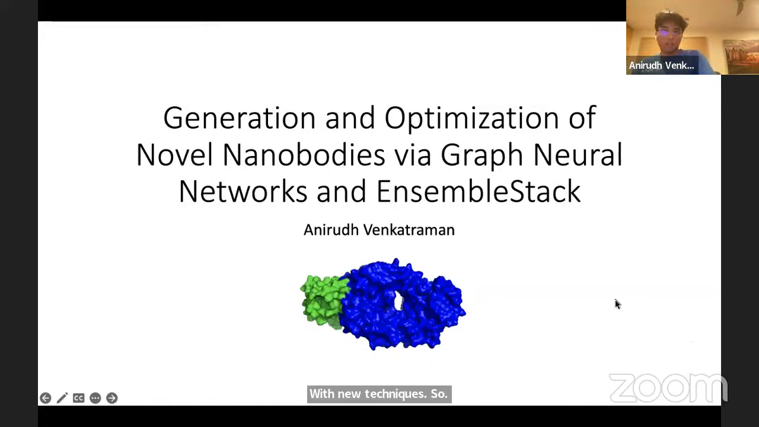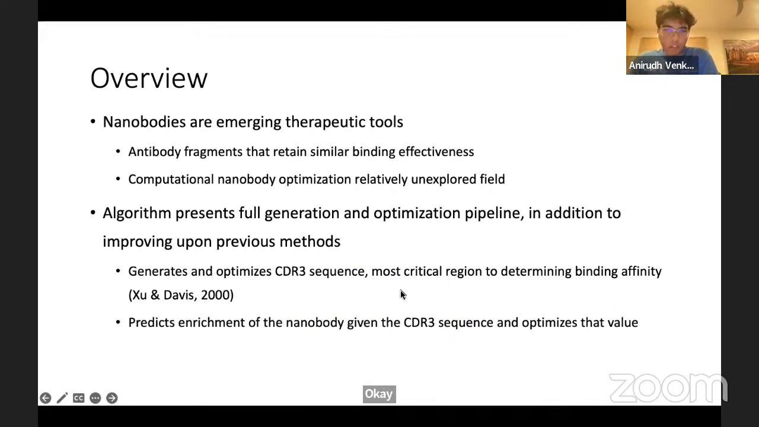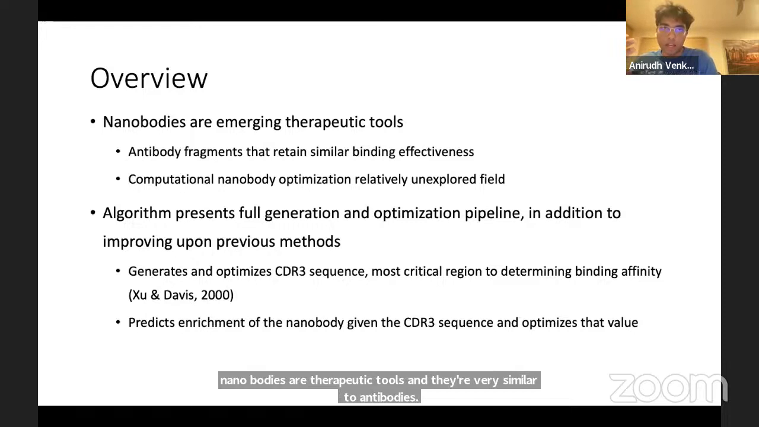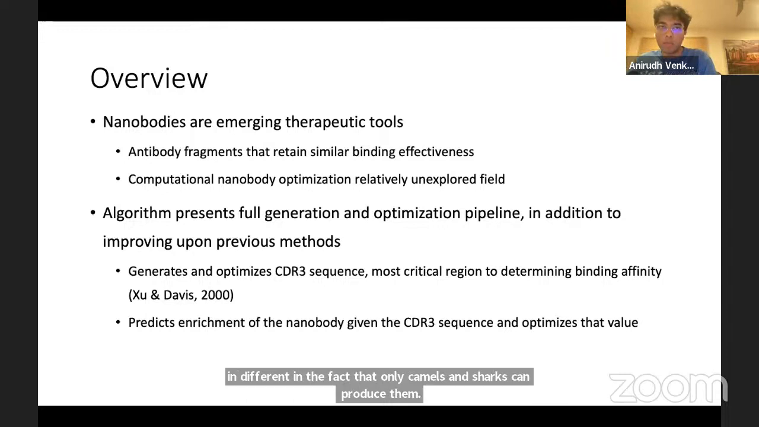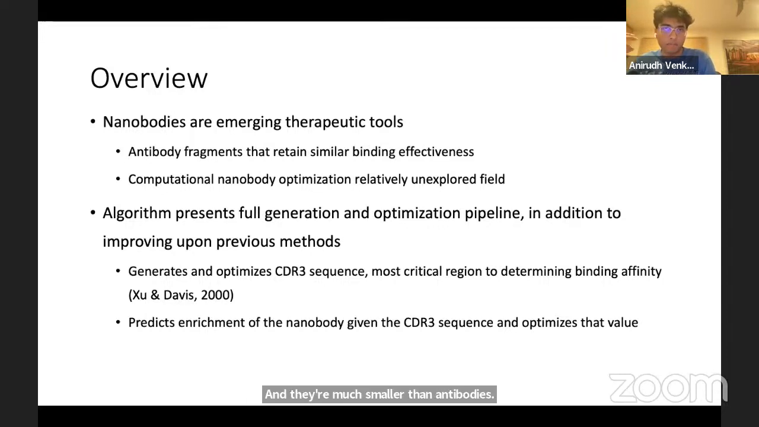So as Greg had said in the overview, basically nanobodies are therapeutic tools and they're very similar to antibodies. They're different in the fact that only camels and sharks can produce them, and they're much smaller than antibodies, but retain the same amount of binding affinity. And computational nanobody optimization is a relatively unexplored field, and not many people have gone that in depth into it, which is why I decided to try my luck in creating novel nanobodies.